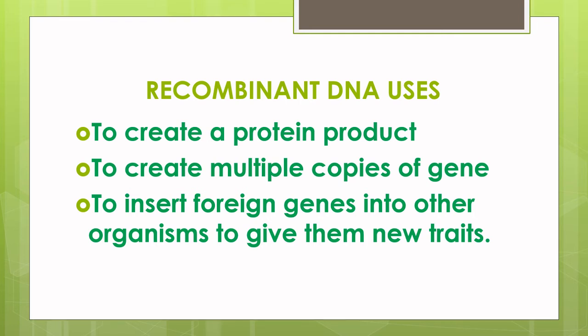Now let us look at recombinant DNA. So recombinant DNA is DNA from two different sources that have been combined in vitro. There are three main reasons for creating a recombinant DNA, namely to create a protein product, to create multiple copies of genes, and to insert foreign genes into other organisms to give those organisms a new trait.